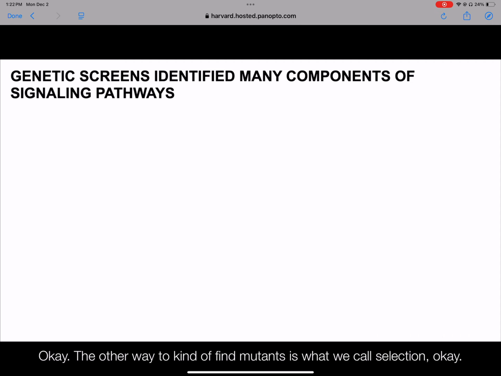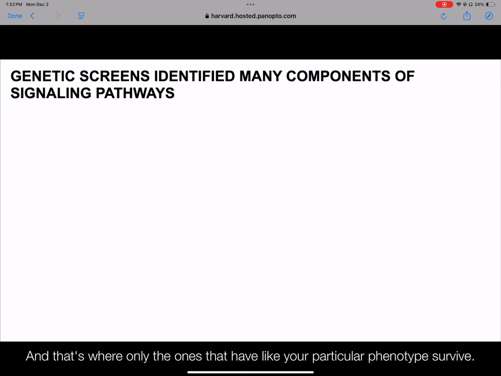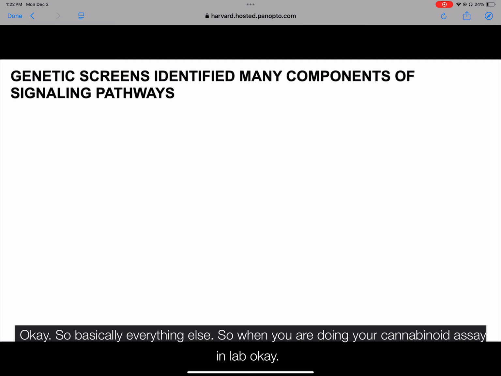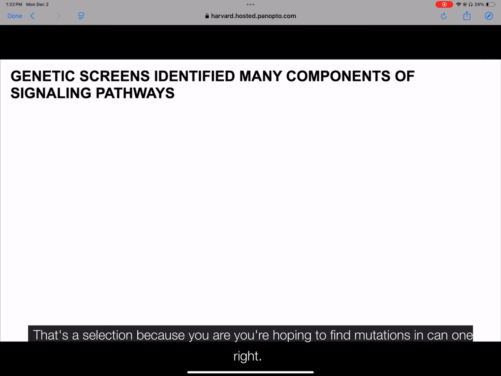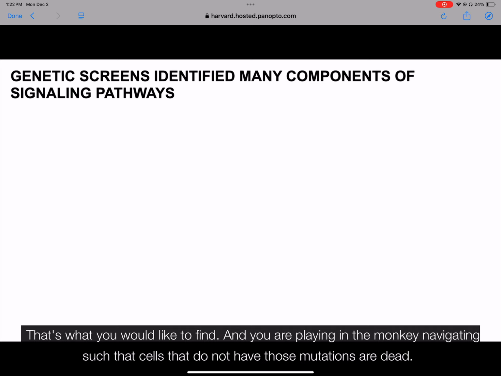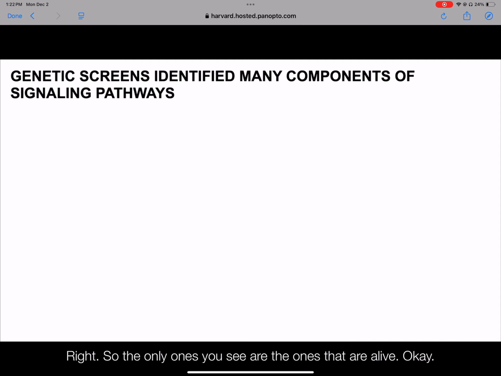The other way to find mutants is what we call selection. That's where only the ones that have your particular phenotype survive. So when you are doing your canavanine assay in lab, that's a selection because you're hoping to find mutations in CAN1. That's what you would like to find. And you are plating them on canavanine such that cells that do not have those mutations are dead, so the only ones you see are the ones that are alive.